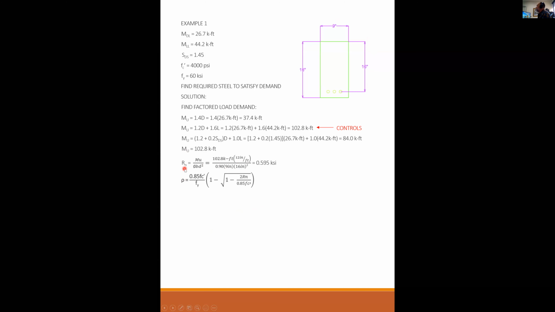Now that I have R sub N, what I'm really after is the area of steel, which I can get from rho. The equation that relates R sub N to rho is the one I just presented in the last slide. I plug in my 4,000 PSI concrete, 60 KSI steel, my R sub N calculated at 595, and my f prime c of 4,000, and this gives me 0.01098. If I use the table, which I can because I have an f prime c of 4,000 and fy of 60 KSI, table A13 gives me 0.0110, nearly identical. The table is just rounding up.